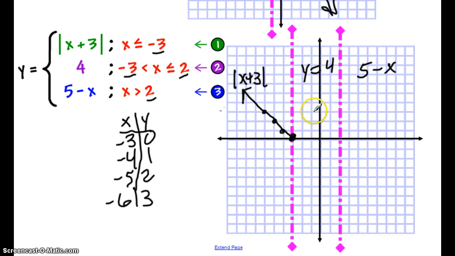y equals 4. Very easy one. We're going to go to 1, 2, 3, 4 and draw the line between here and here. This has got to be open, and sure enough it is right here at -3. This has got to be closed on 2, and then we're going to graph 5 minus x over here.